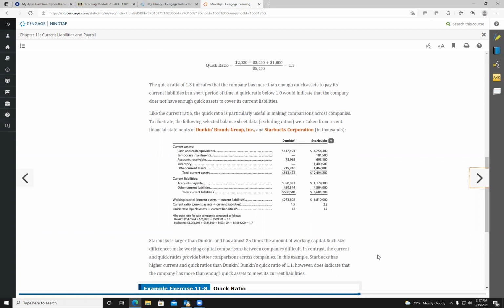In contrast, the current and the quick ratios provide better comparisons, okay, than the working capital. Okay, so in this example, Starbucks has a higher current and quick ratio than Dunkin'. Dunkin's quick ratio of 1.1, however, does indicate that the company has more than enough quick assets to meet its current liabilities. But Starbucks' quick ratio of 1.7 shows it's in a much healthier financial standing.